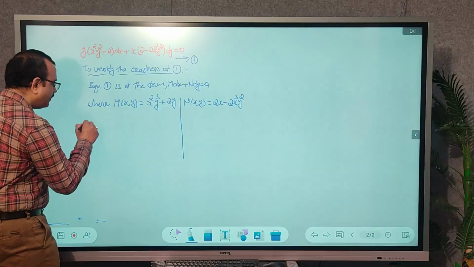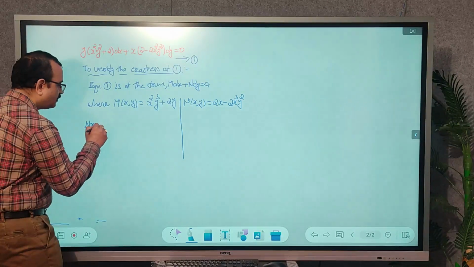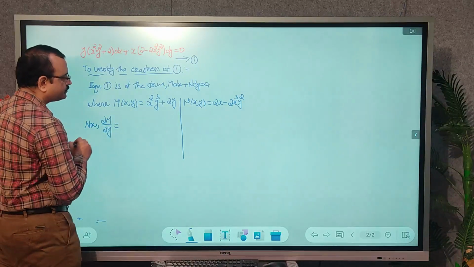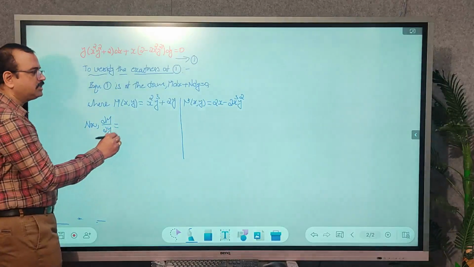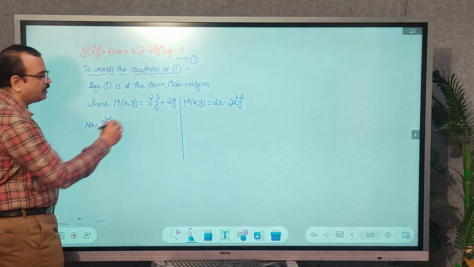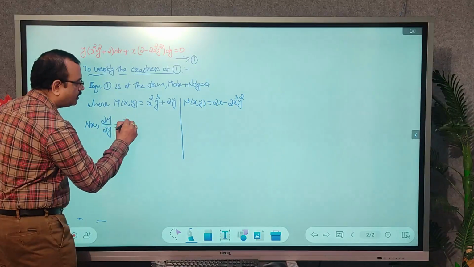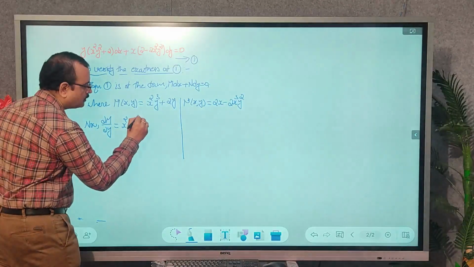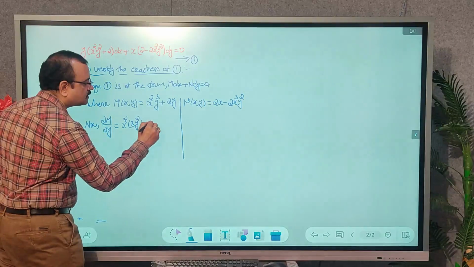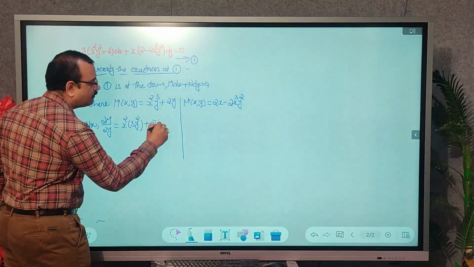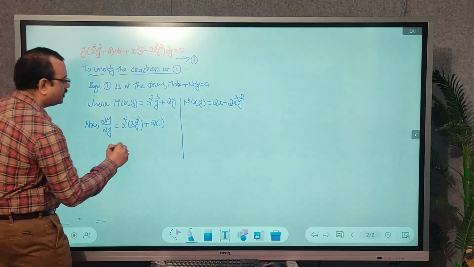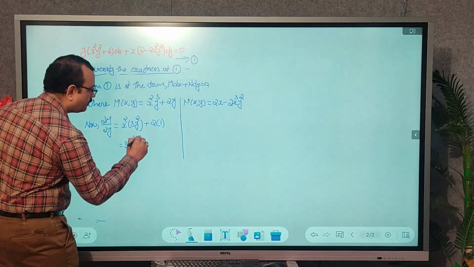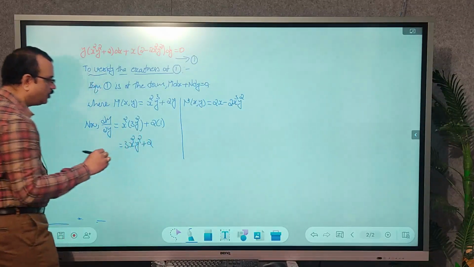Now you calculate the partial derivatives. Dou M by dou y is equal to, here x square is a constant and the derivative of y cube is 3y square. So we get x square into 3y square plus 2 into 1, therefore 3x square y square plus 2. So this is dou M by dou y.